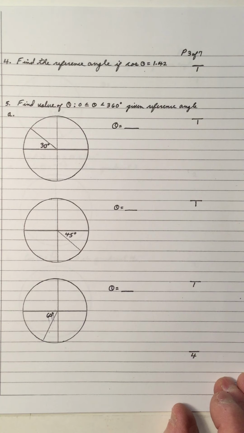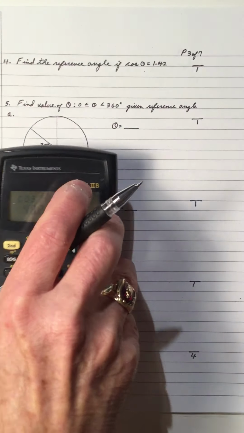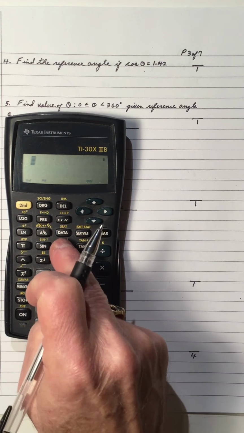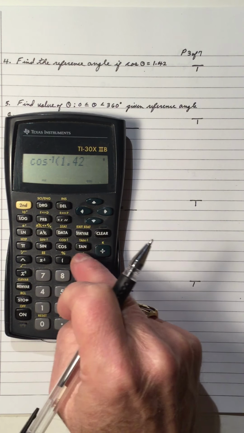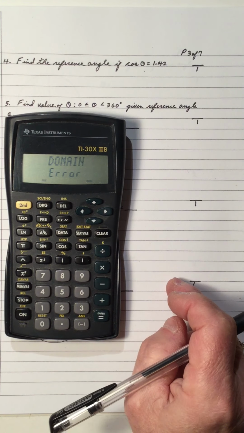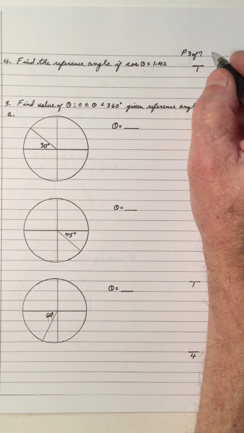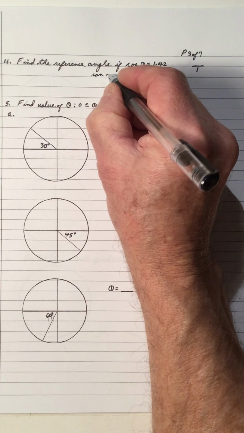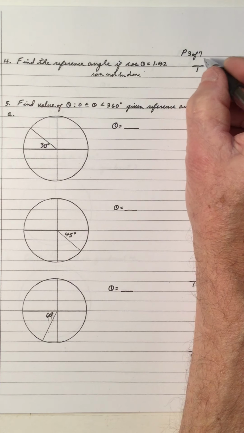Number 4. Find a reference angle if cos theta is 1.42. I'll use the calculator on that. Let's clear it. Inverse cos, because we're looking for the angle, 1.42, and the calculator gives me an error, and that means it's not possible. So find a reference angle: cannot be done. If you say cannot be done, give yourself a mark.